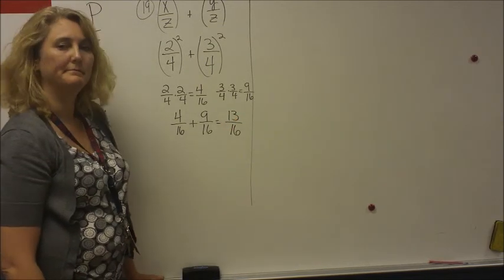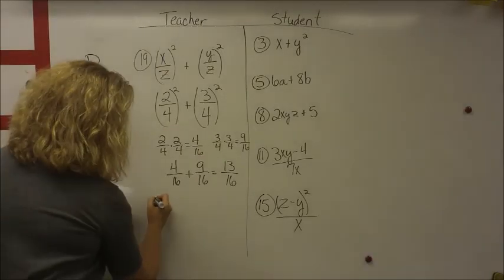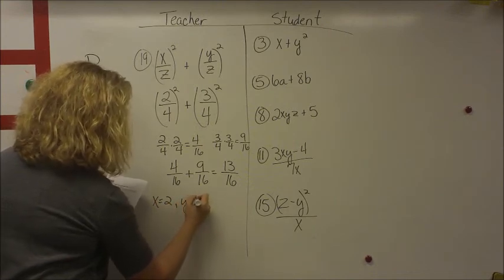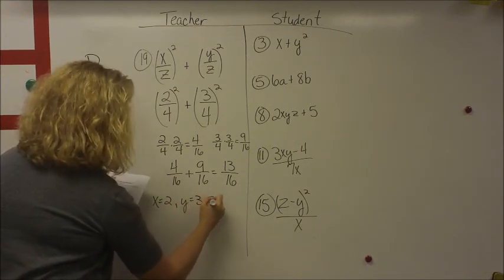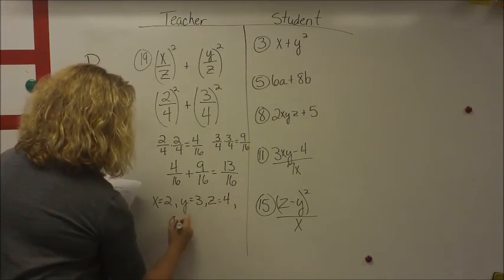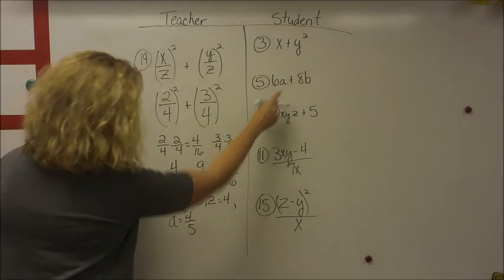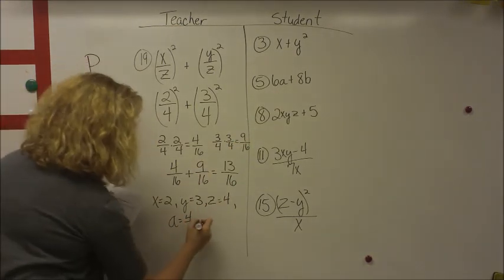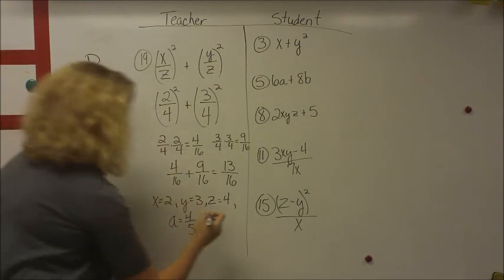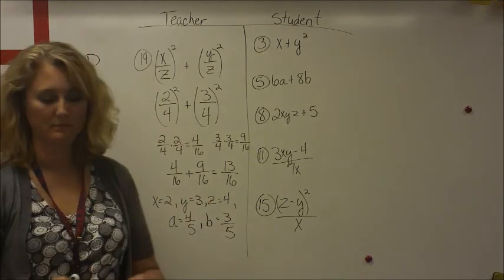I think that's it. All right, so I'll write the student answers on the side, down here. X equals 2, Y equals 3, Z equals 4, A equals 4/5. Ooh, did I give you some A's? Ooh, I did. Yay! And B equals 3/5. Okay? All right.